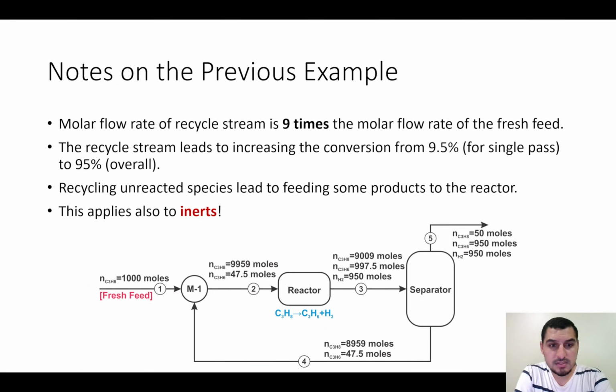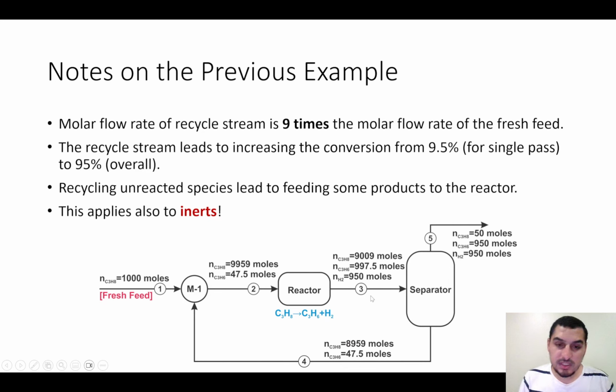So we're still discussing the effect of recycle on the mass balance in reactive systems, and we discussed in the previous example some important things, and we saw that we can improve the overall conversion of the process greatly by doing this recycle. So this is a very important thing, and we saw that the flow rate was high, and this was expected because we have a lot of unreacted species in stream 3.